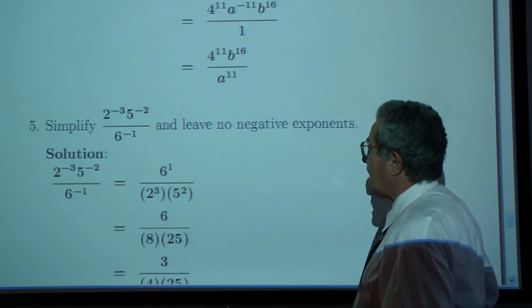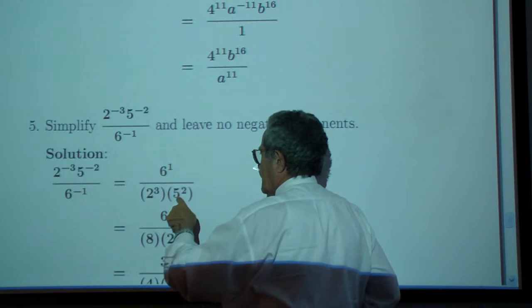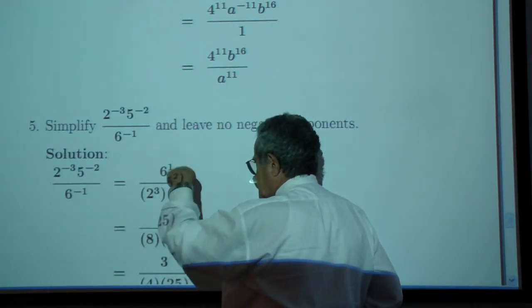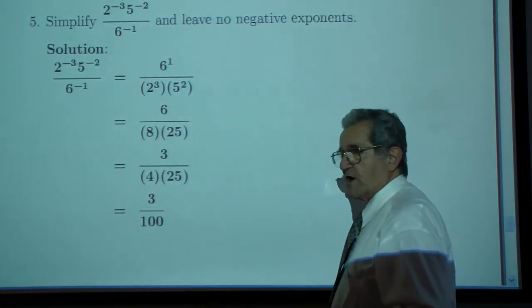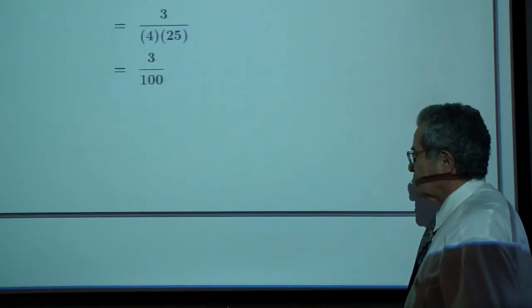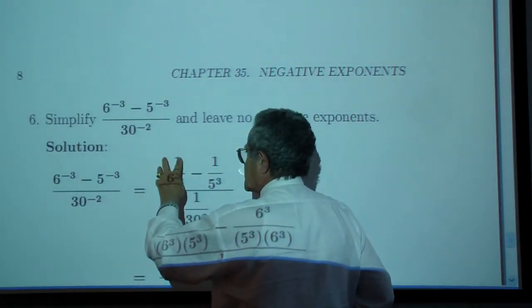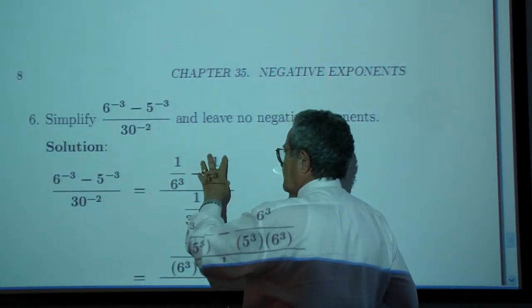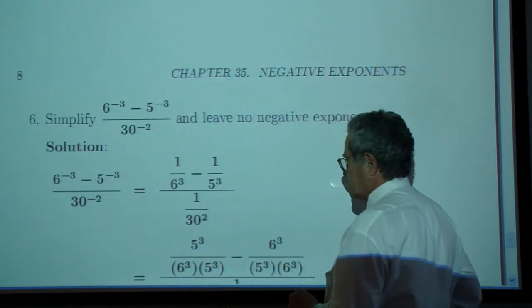In example 5, you get 1 over 2 cubed, 1 over 5 squared, 1 over 6 in the numerator, which eventually turns out to be 3 over 100. Then you get 1 over 6 cubed in its own space, 1 over 5 cubed in its own space, 1 over 30 squared in its own space.